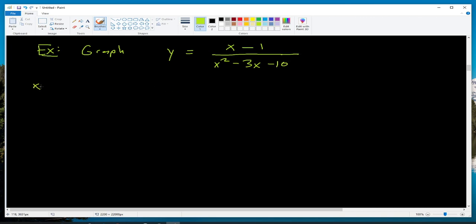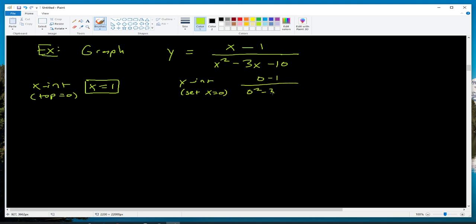So, okay, we need the x-intercept. This is where the top equals 0. If we look at the top, the top's x minus 1. X minus 1 would be 0 if x is positive 1. So we get x equals positive 1 for our x-intercept. Our y-intercept is what happens when you set x equal to 0. So I get 0 minus 1 over 0 squared minus 3 times 0 minus 10, which is going to give me a negative 1 over a negative 10, which is 1/10. So I have a y-intercept at 1/10 in this case.